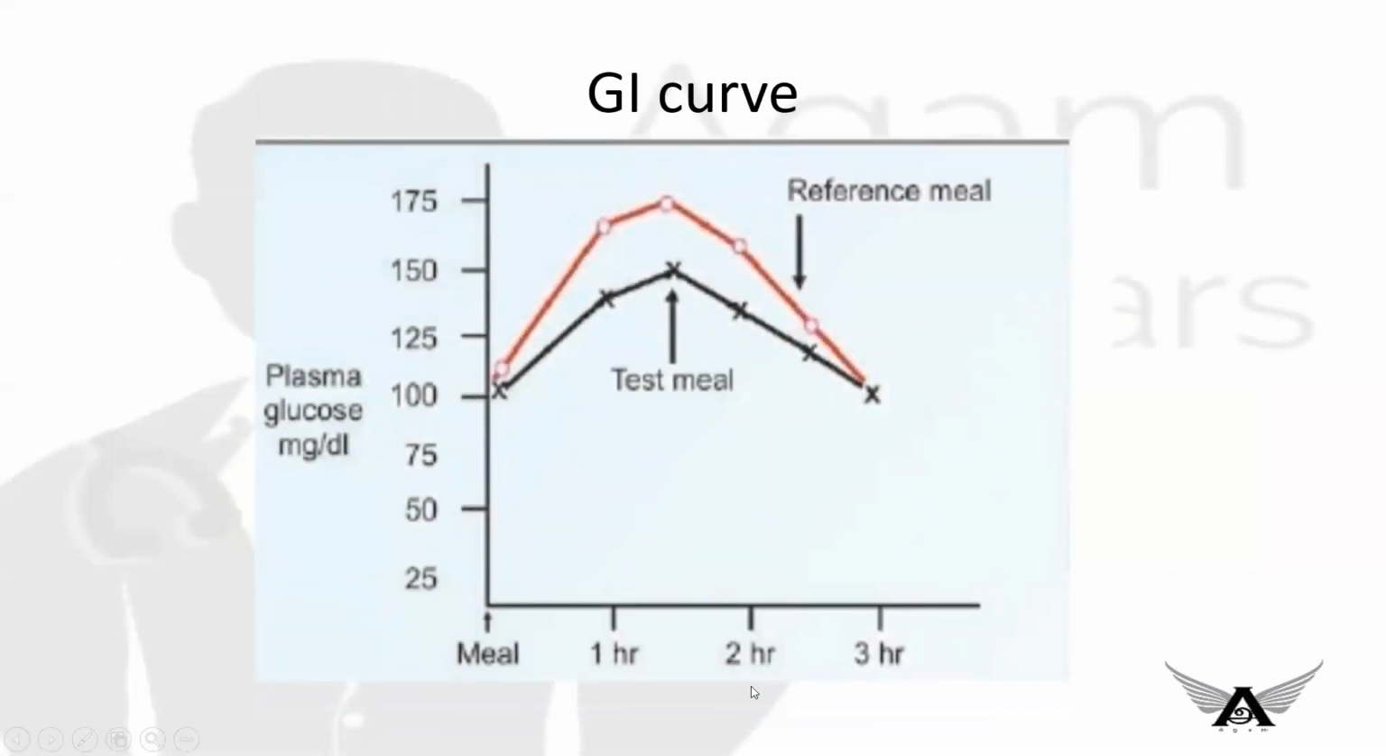So the incremental area under the glucose tolerance curve of the test meal is in the numerator, and the reference meal is in the denominator, into 100. So this is the way we find the glycemic index.